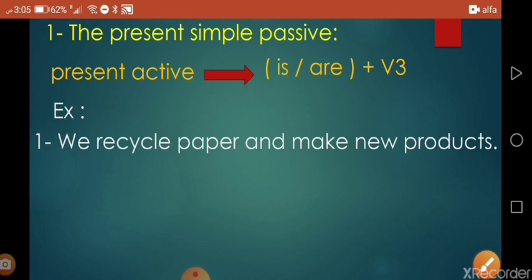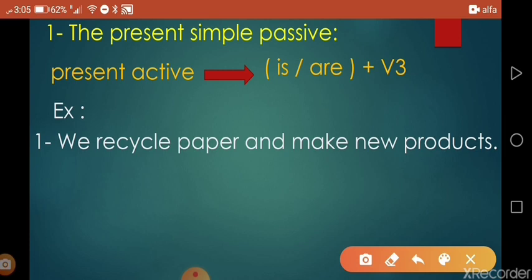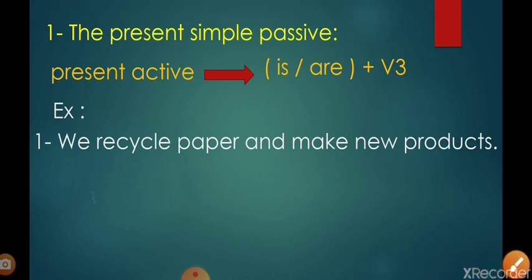So let's do the first part. We recycle paper. According to the first step, we should identify the object. So where is the object in this sentence? It's paper. Excellent, my student. So we put it first. Paper, as you know, it's uncountable, and we deal with it as singular. So we put is.